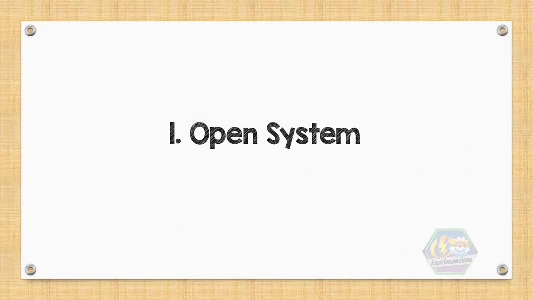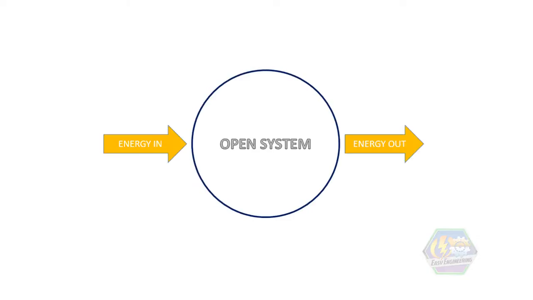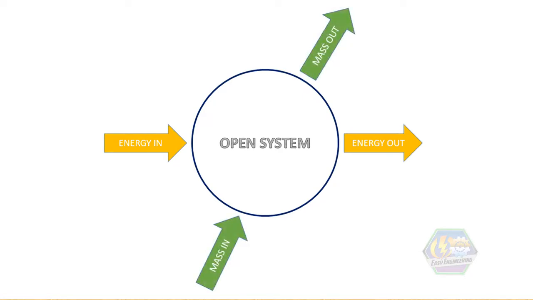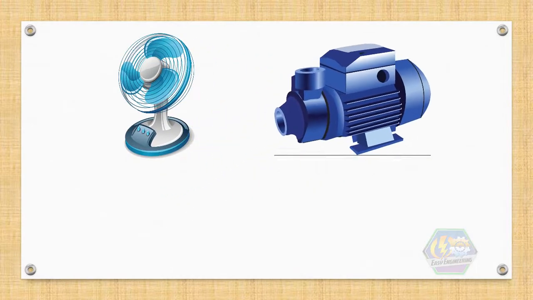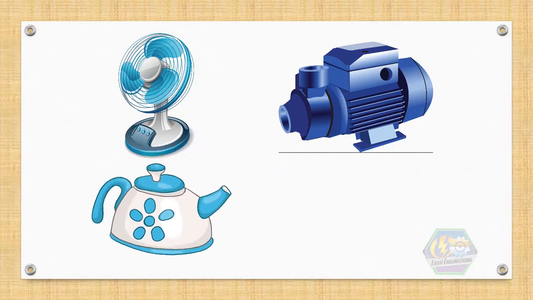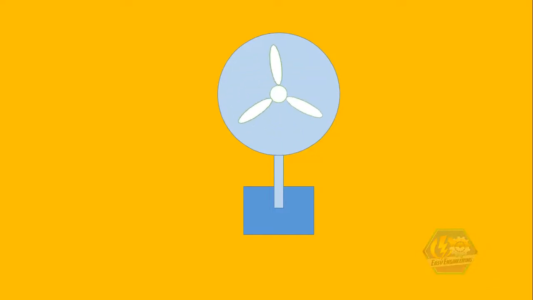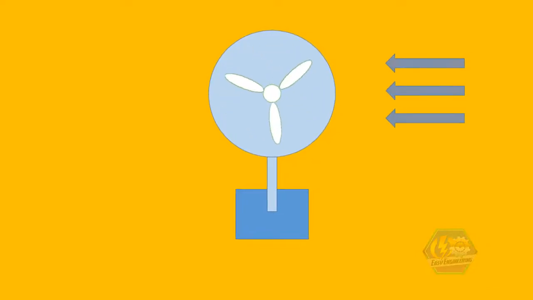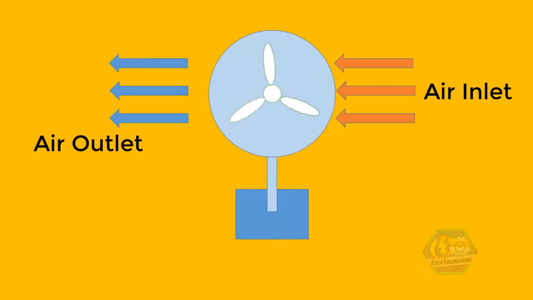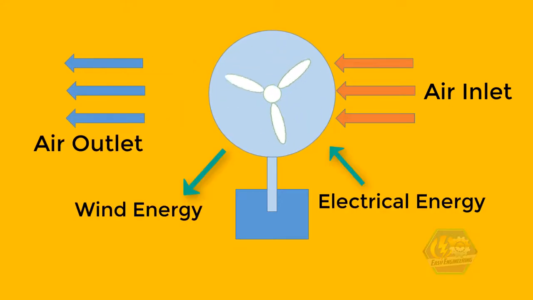An open system is a system in which the boundary allows energy and mass to enter and exit the system. Sample open systems are electric fan, pump, kettle, and washing machine, considering it rains water. So let's take the electric fan for an illustration. Energy enters the electric fan into its motor, and when the blade of the fan rotates, air gets drawn and discharged. Very simple, right?